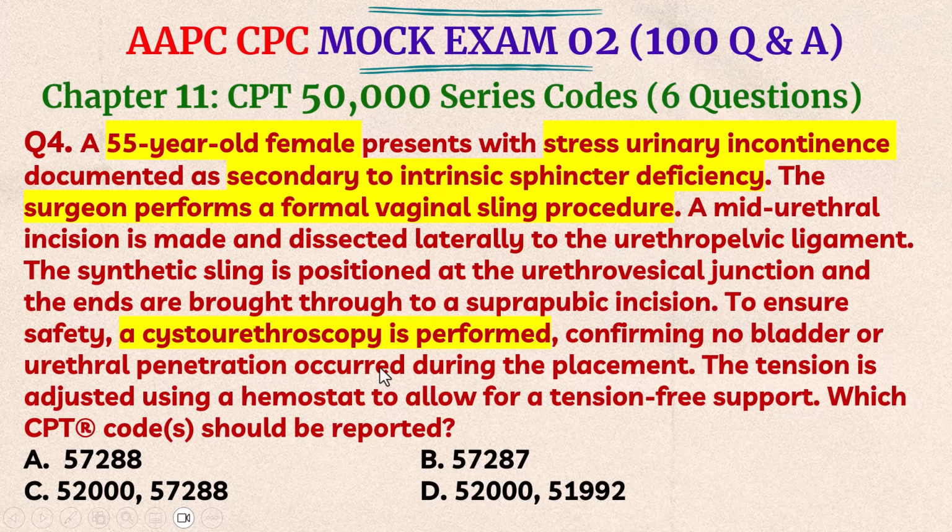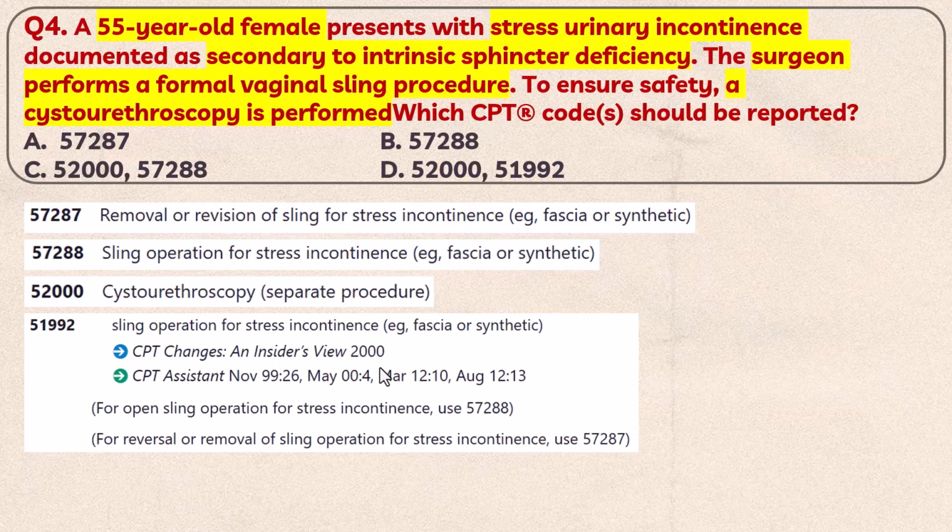So let's find the answer using the elimination method. Once you go to the code 57287, that is removal or revision of sling for stress incontinence. But here this is not removal, here it is the insertion. When you look at the other answer, 57288, that is sling operation for stress incontinence, for example fascia or synthetic. So this is the correct case here. When you look at the other code 52000, that is cystourethroscopy, separate procedure. In this scenario, this is not a separate procedure. This is an integral part of the procedure, so you don't need to code for this cystourethroscopy separately.